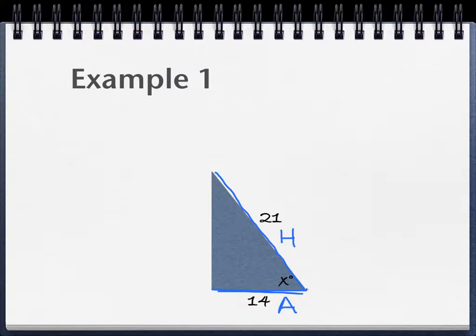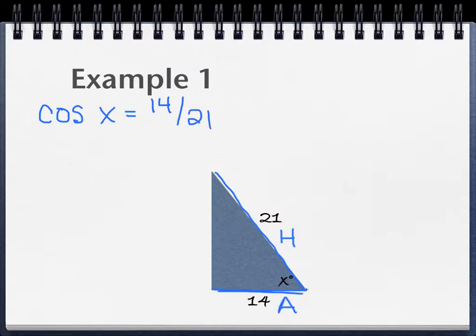Think back to SOHCAHTOA. That's the cosine ratio. When we set up trig functions, we always do cosine or sine or whatever of the angle. So I would say cosine of x is equal to, and then when I set up my fraction, it would be adjacent over hypotenuse, so that would be 14 over 21.